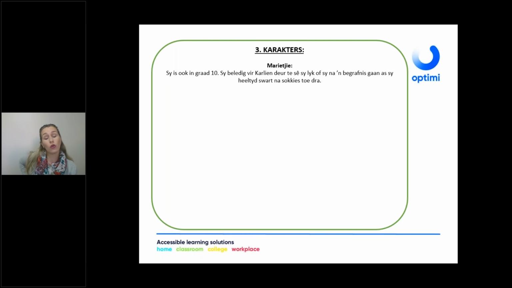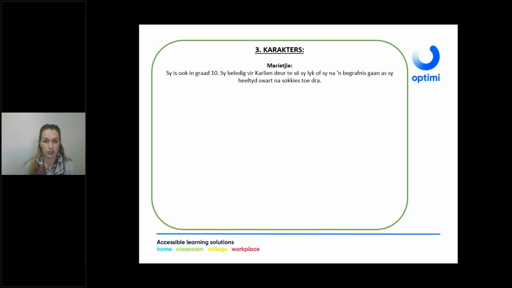I want you to do this in all the literature you do when you need to know the characters. As you are reading through the story or the drama or whatever literature you're doing, if you see the first character, write down the name and write down everything you've learned about that character as you go along. Okay, the first character we get to know is Mariki.